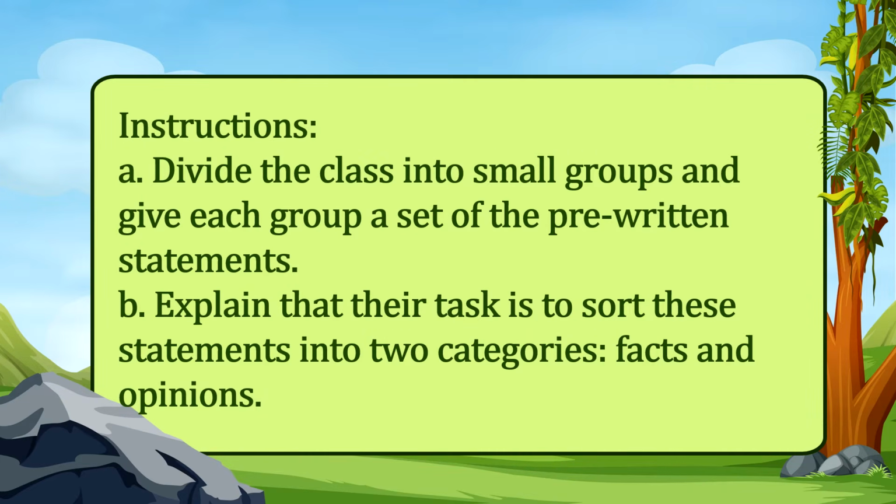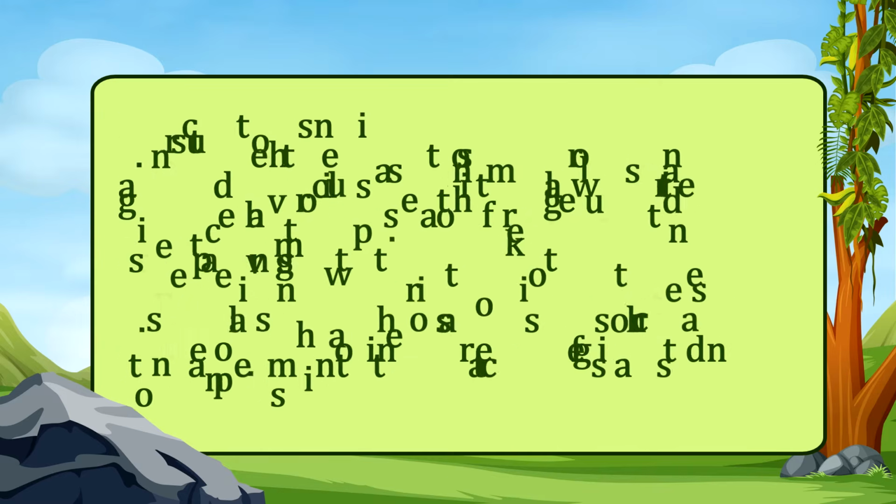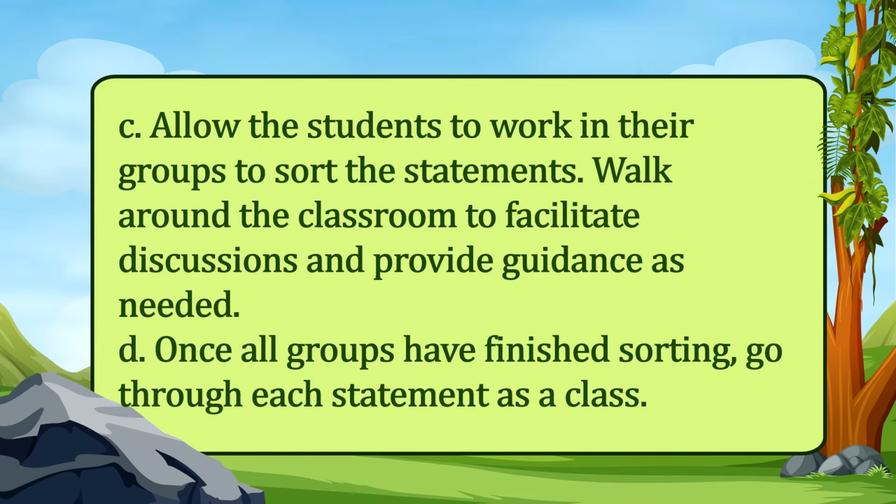Now divide the class into small groups and give each group a set of the pre-written statements. Explain that their task is to sort these statements into two categories, facts and opinions. Allow the students to work in their groups to sort the statements. Walk around the classroom to facilitate discussions and provide guidance as needed.